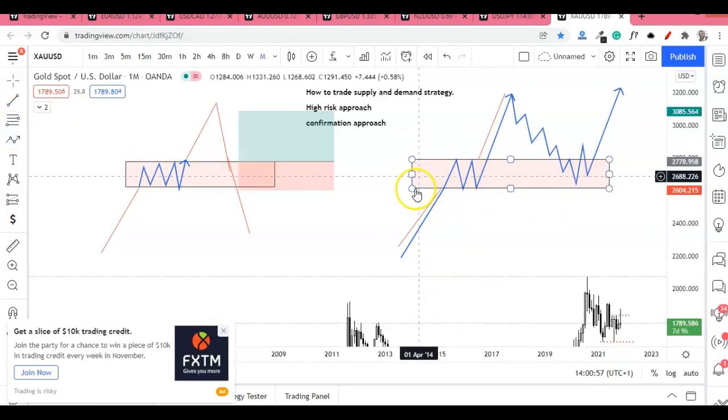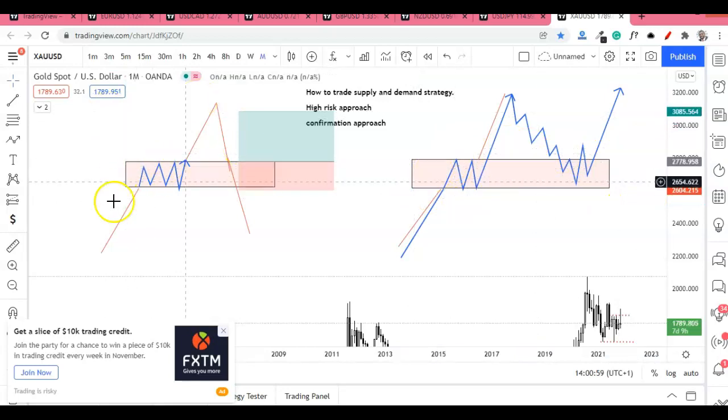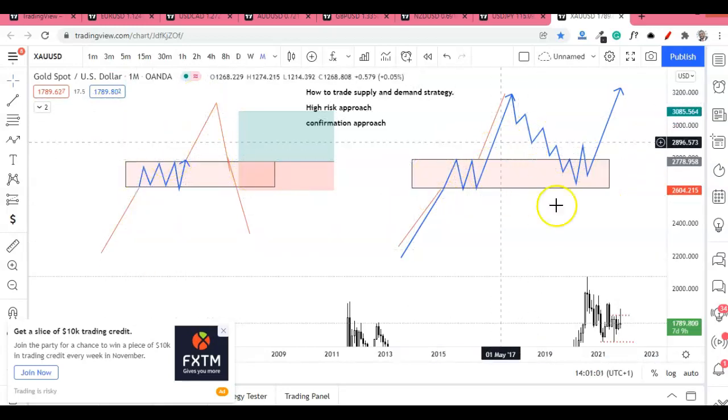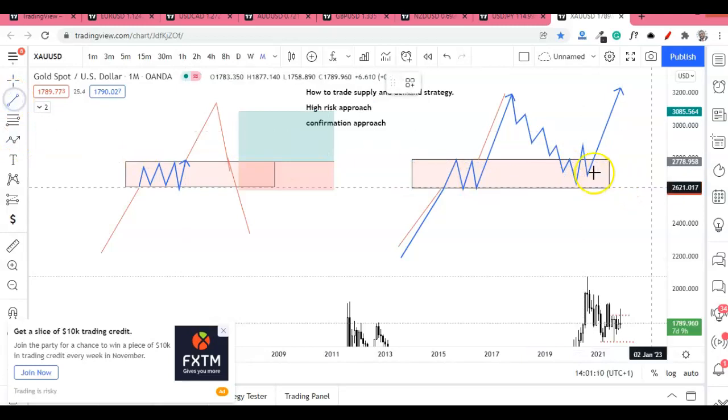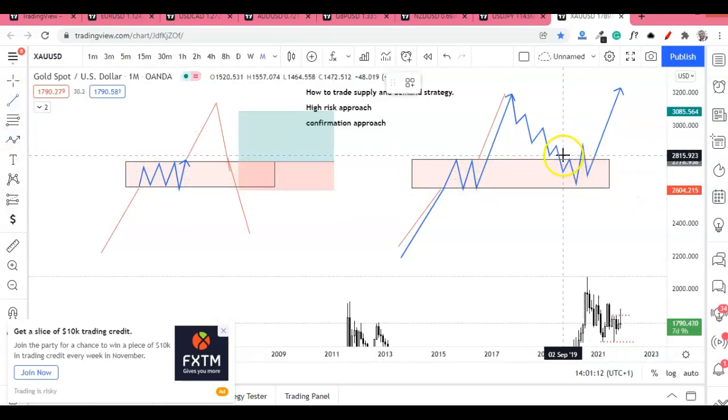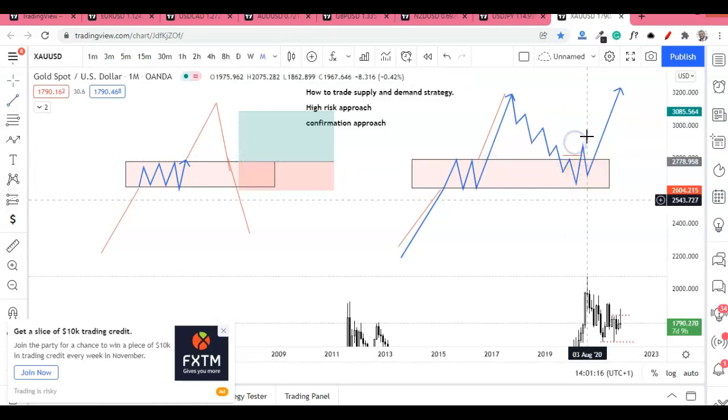And observe the point of interest. This was the 1 hour chart. We move to the 5 minutes chart. Okay, observe the point of interest. Wait for a break of structure in that lower time frame. In this case, we have a break of structure here. We have a break of structure here. Okay, we have a break of structure here.